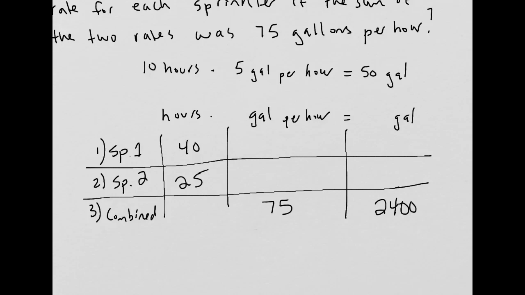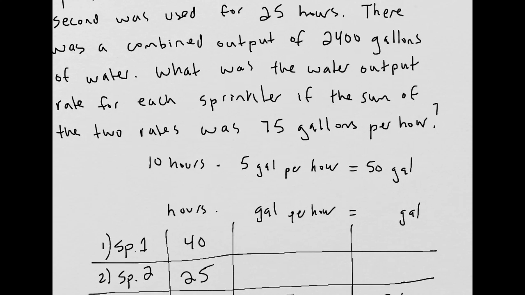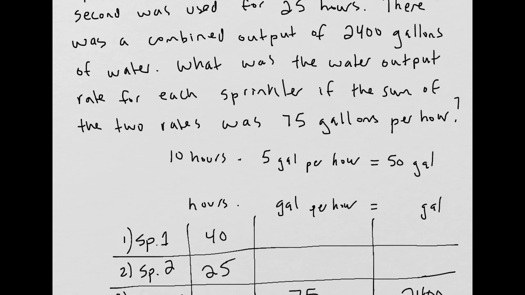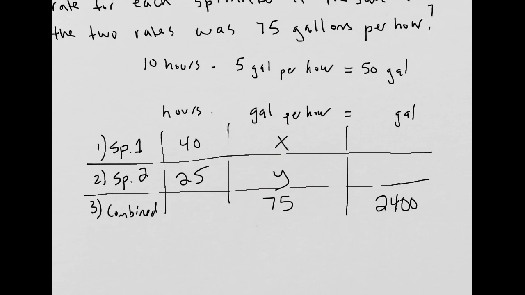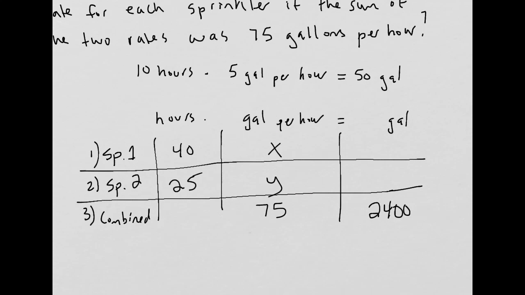Okay, so what am I looking for in this problem? Well, it's asking, what was the water output rate for each sprinkler? So what I'm looking for is the water output rate for sprinkler 1 and the water output rate for sprinkler 2. Since we don't know either one of those, I'm just going to call those X and Y. So the water output rate for sprinkler 1 is X, and the water output rate for sprinkler 2 is Y.